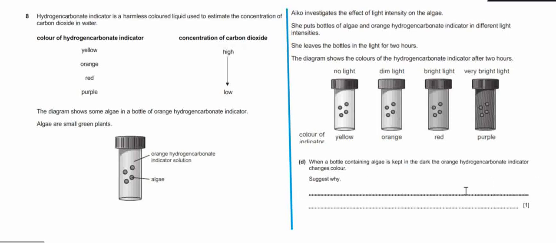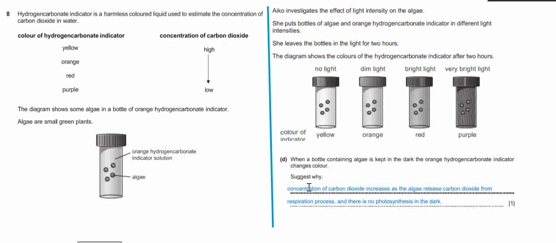Alright, let's check out the answer, guys. So the concentration of carbon dioxide increases as the algae release carbon dioxide from the respiration process, and there's no photosynthesis in the dark. So that's why it becomes higher in the dark. As we see, yellow means it has a high concentration of carbon dioxide. Well, let's move on. If you have any questions, please feel free to write in the comment section.